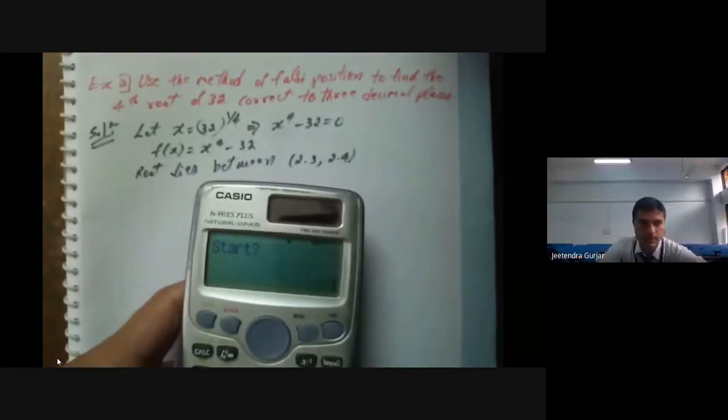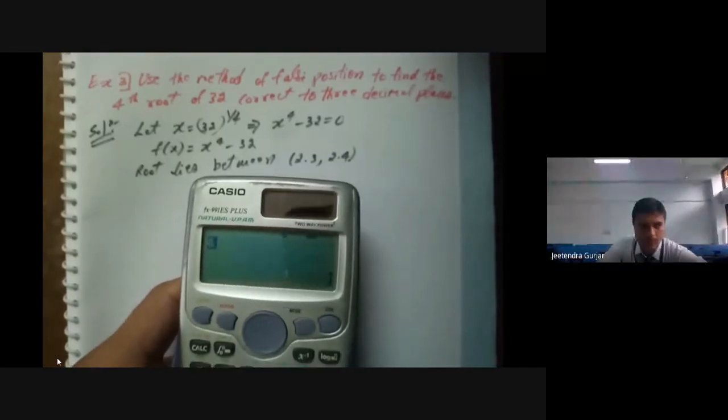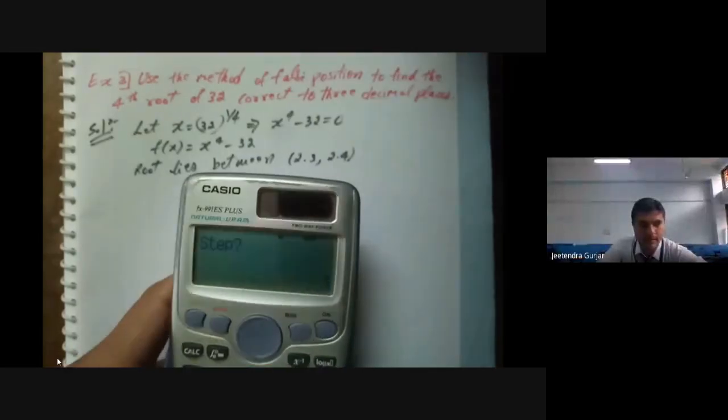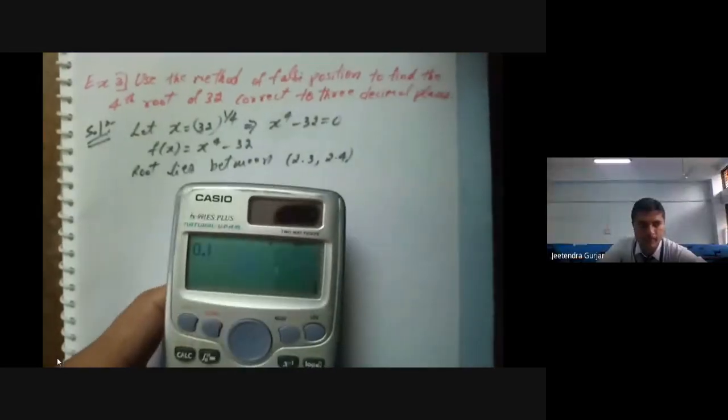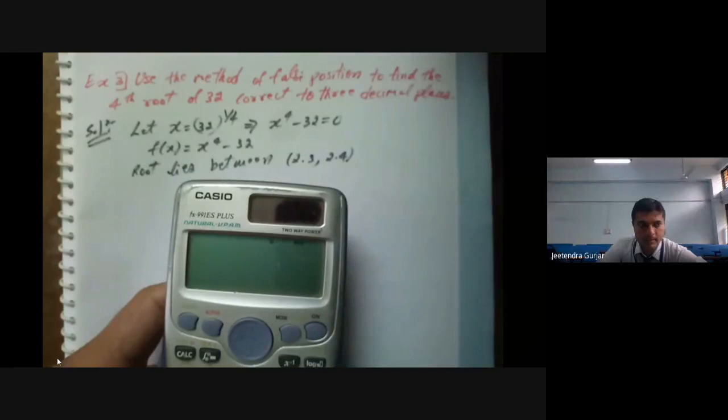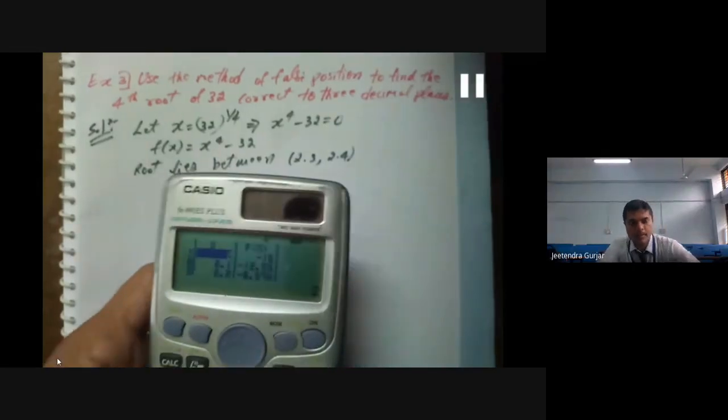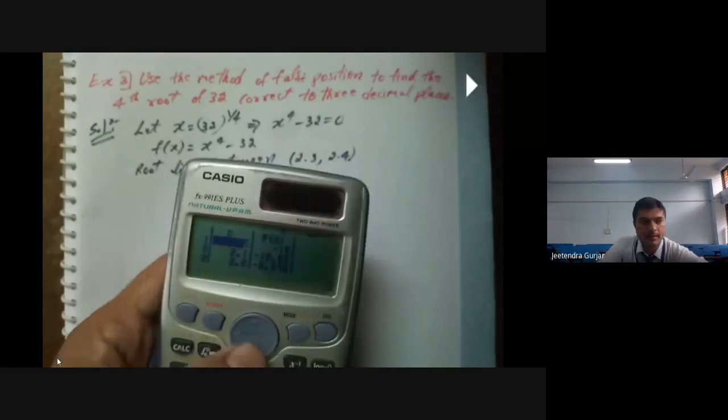So I will just take start equal to 2, then I will put it here 2. End is 3, step length is 0.1. Yes. So I'll repeat once again. Start with 2, end with 3, step 0.1. Okay. Then you will get x and f of x.